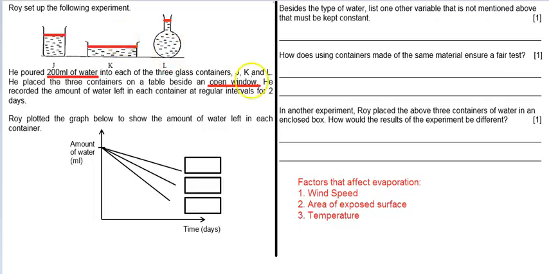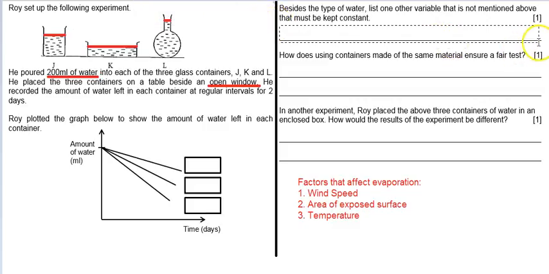Okay, so this is a very basic, very simple question. All you need to know is this here, factors that affect evaporation. Apply this onto the question and you can get the answer. Okay, let's look at the other question. Besides the type of water, name at least one other variable that is mentioned above that must be kept constant. Alright, so you know that the amount of water is the same, the type of water is the same, because the question said so. So what then would be other factors that must be kept constant?